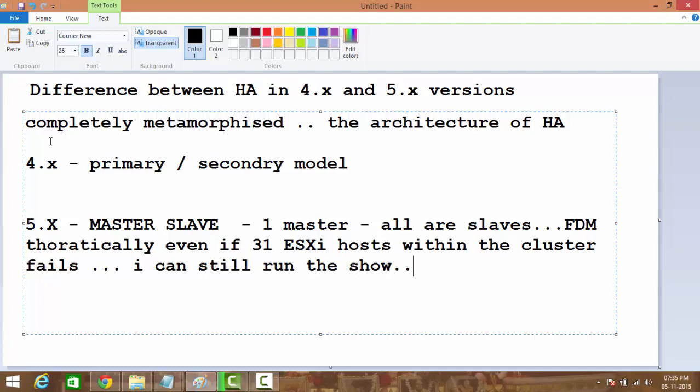The main differences were: first, AAM versus FDM; second, primary-secondary versus master-slave; third, 4 simultaneous failures versus 31 simultaneous failures, right?